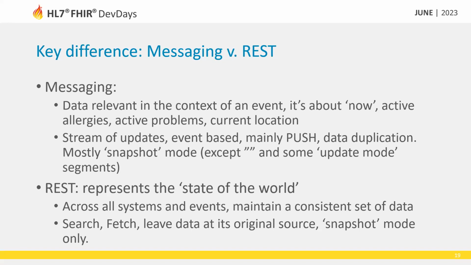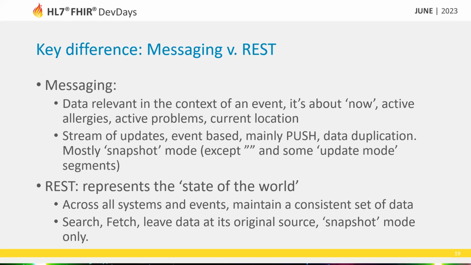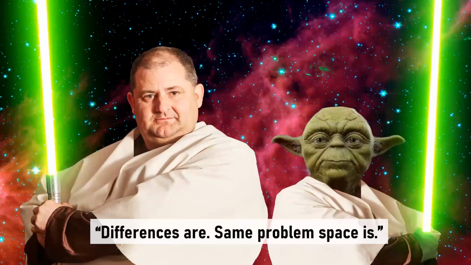Because messaging is about, I'm sending you some stuff that's relevant now. Whereas REST tries to create a state of the world. A clinical data repository contains things that were and that are, right? In a message, you don't care about that. It's transient. It's whatever happens now. Patient is here, patient is there, right? So that's a fundamentally different view of the world. And that's tricky to get your head around if you're new to FHIR.